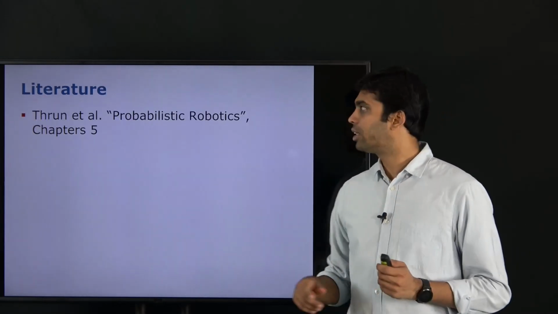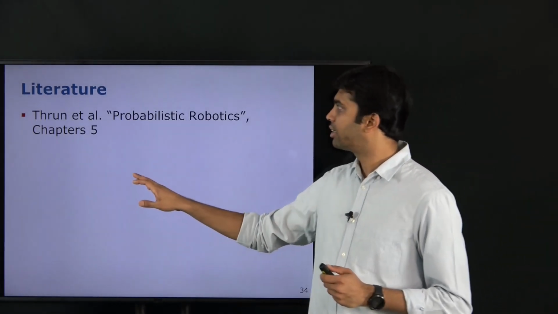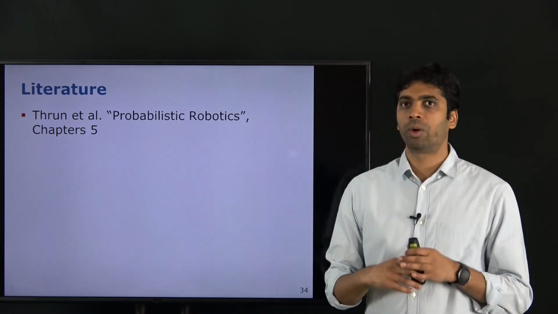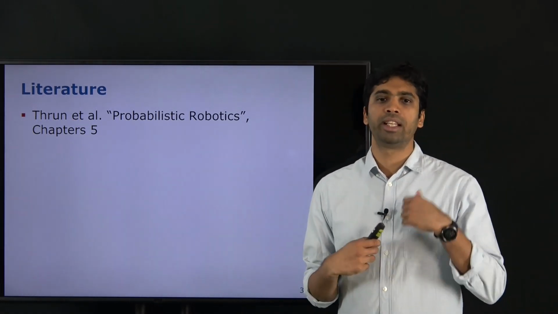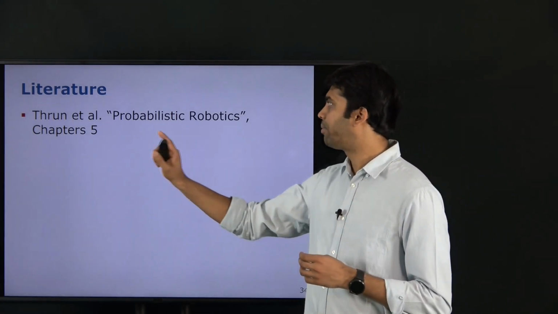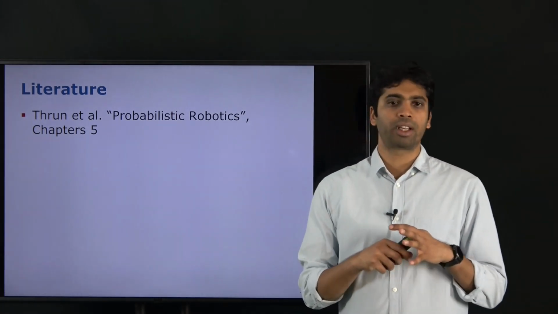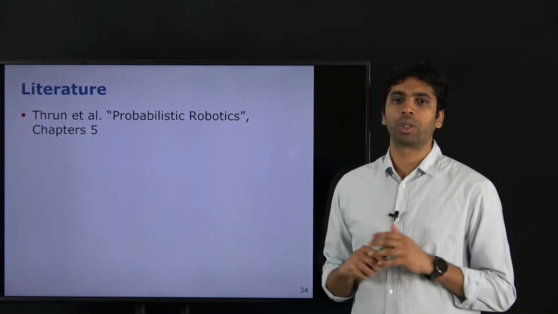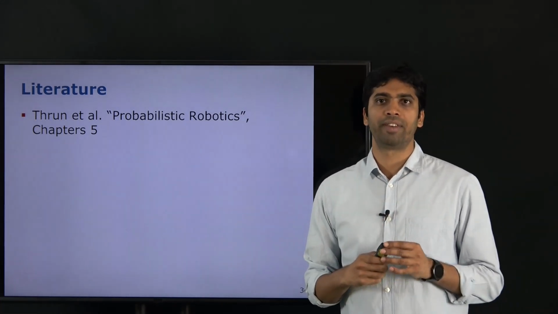So with this, I would also like to point you to the literature for this lecture. If you would like to know more details or figure out the proof for, let's say, the velocity model, you could refer to chapter 5 in the Probabilistic Robotics book, and in general it's a really nice book to understand the different concepts that we cover in this lecture.